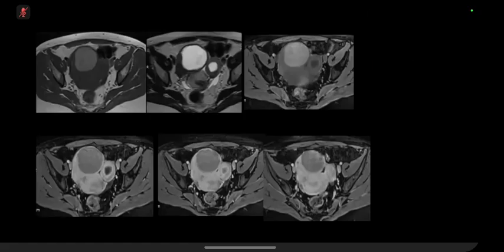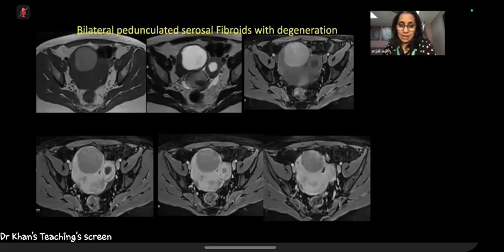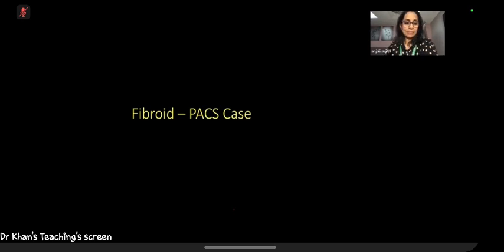So in the exam, it's less likely that you'll be shown a simple, straightforward case of T2 low signal fibroid. You're more likely to be shown more complex cases like with degeneration or with prolapse or with torsion, things like that. So I'm going to show you a PACS case.